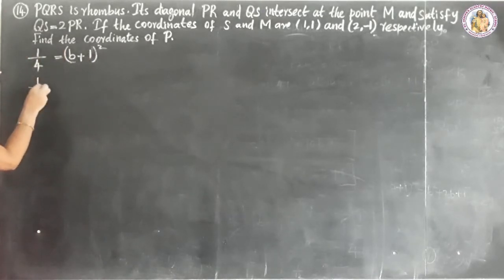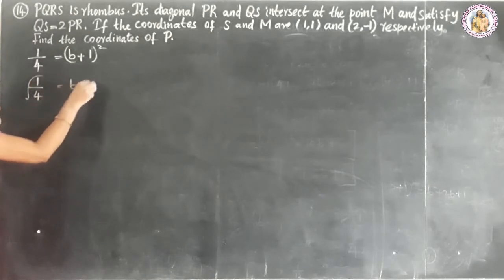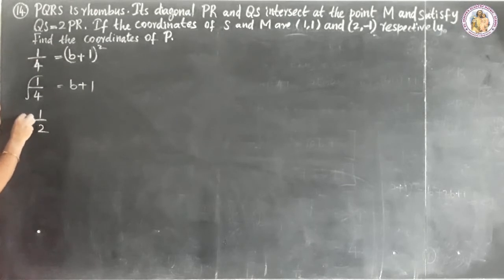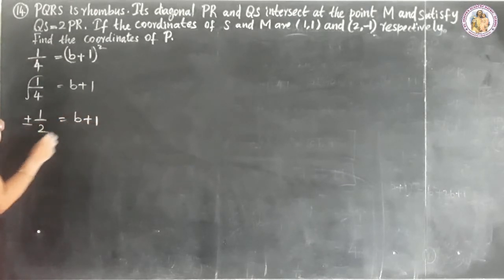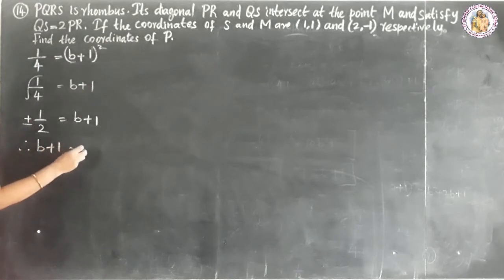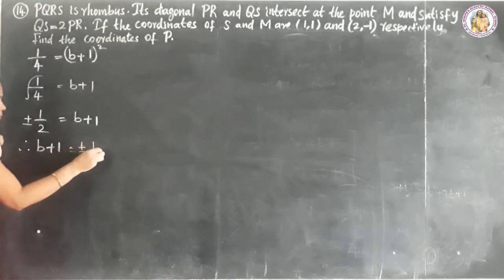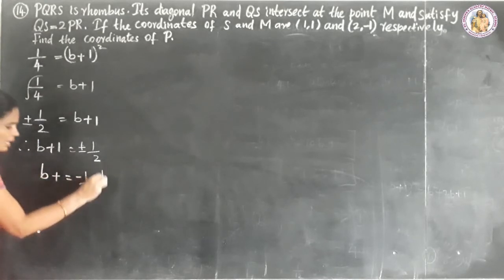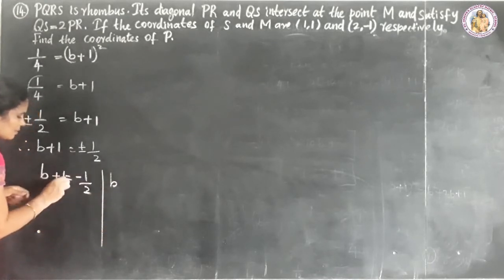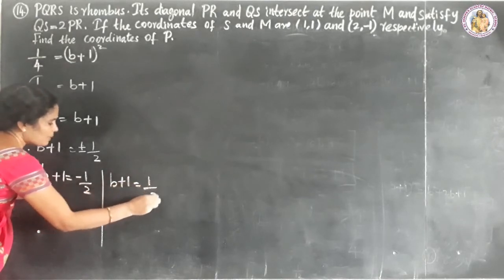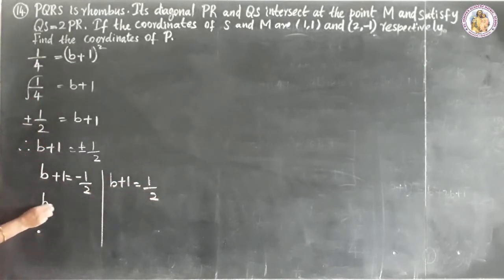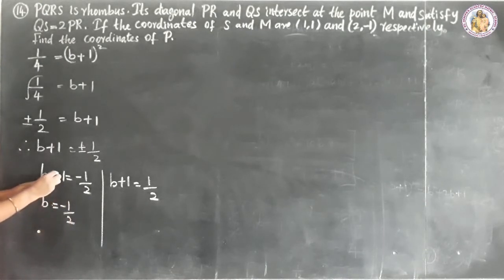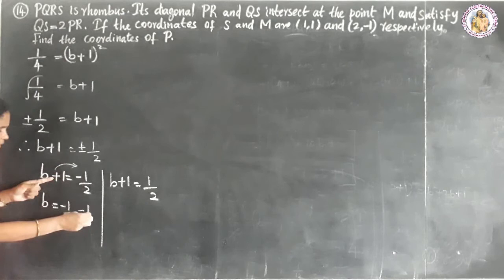Now by giving 1 by 4 square to the left side, it will become 1 by 2 plus or minus 1 by 2 is equal to B plus 1. So therefore B plus 1 is equal to plus or minus 1 by 2. Now taking B plus 1 is equal to minus 1 by 2, and then again B plus 1 is equal to plus 1 by 2. Okay, now here B is equal to minus 1 by 2, while plus 1 goes to the right side, it becomes minus 1.